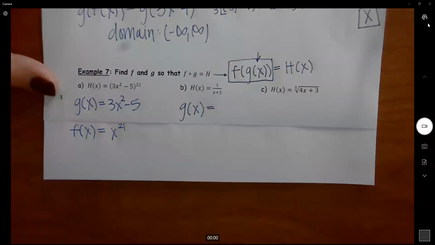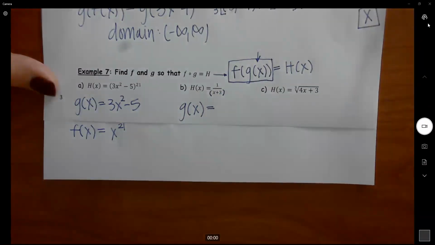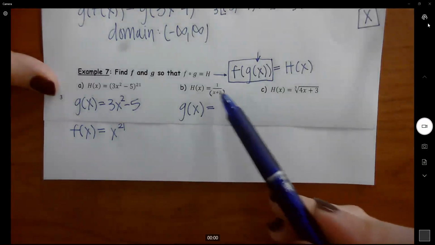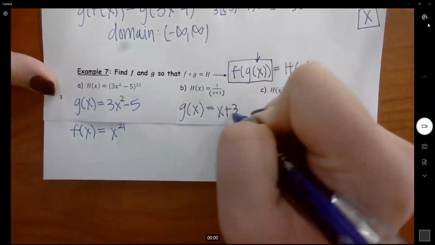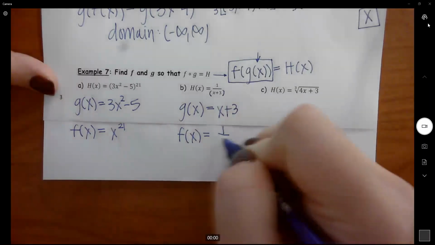Here, it's kind of what's grouped. Okay, this is usually in grouped, right? If you were to put that in your calculator, you'd have to do 1 divided by parentheses, x plus 3, close parentheses. So your grouping here is x plus 3, which leads your f of x to be 1 over x.